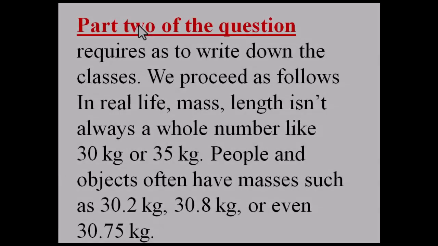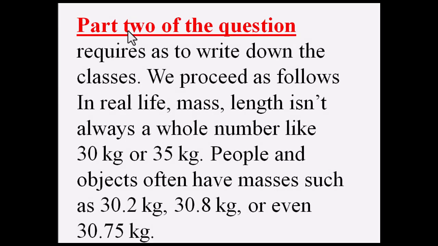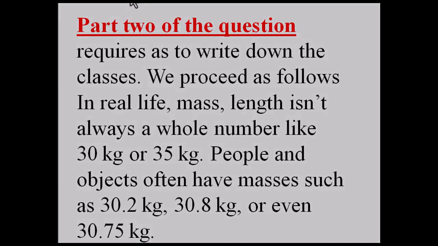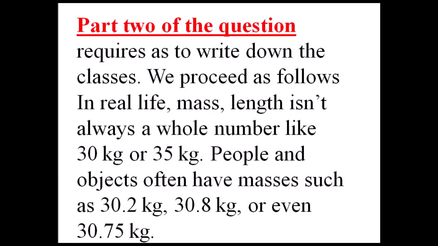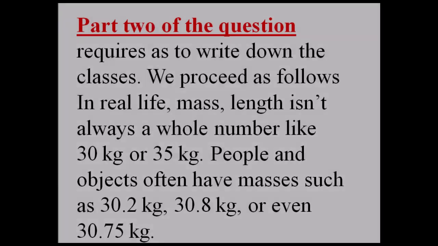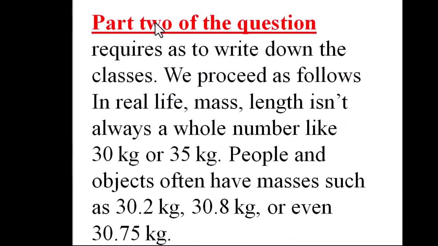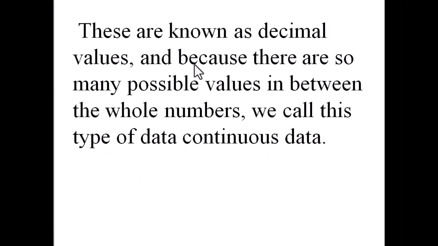Part 2 of the question requires us to write down the classes. We proceed as follows. In real life, mass isn't always a whole number like 30 kilograms or 35 kilograms. People and objects often have masses such as 30.2 kilograms, 30.8 kilograms, or even 30.75 kilograms. These are known as decimal values, and because there are so many possible values in between the whole numbers, we call this type of data continuous data.